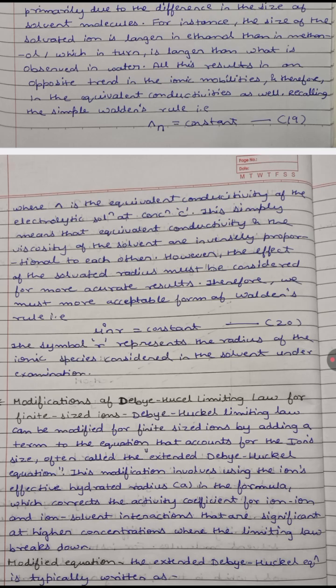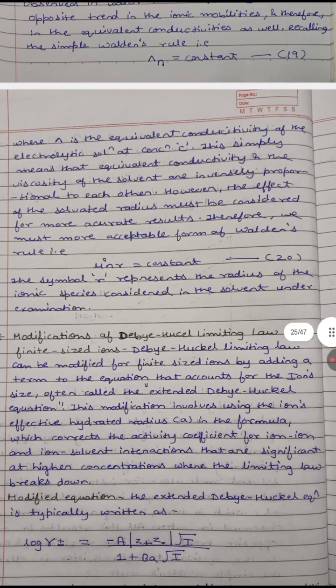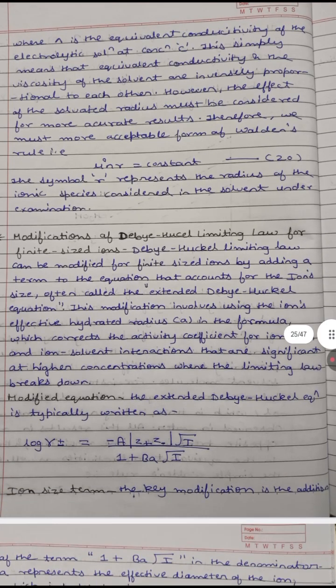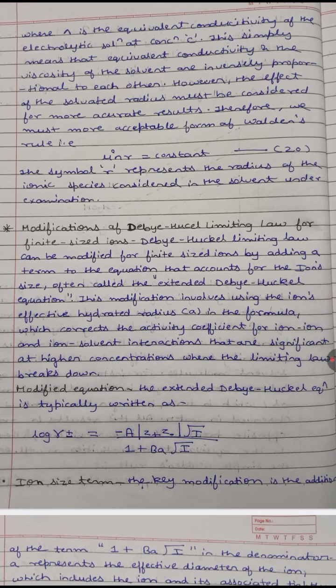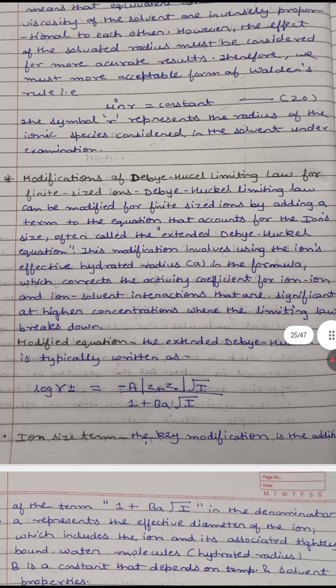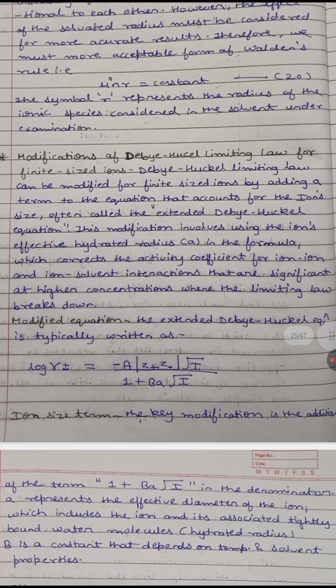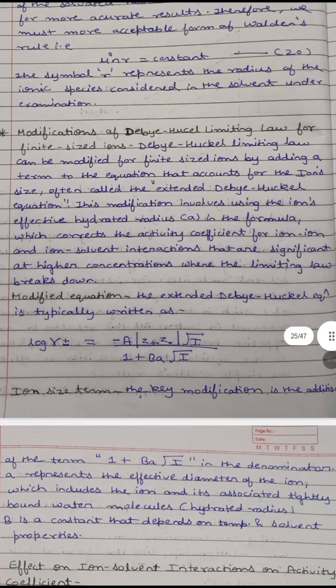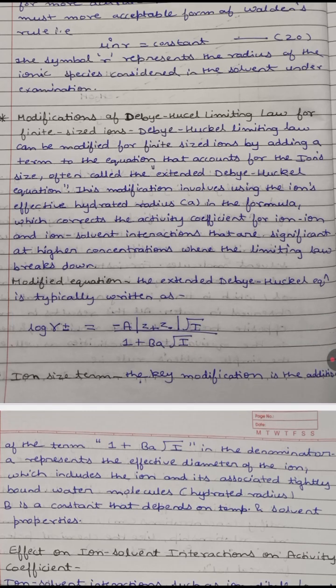Recalling the simple Walden's rule, that is lambda times eta equals constant, this is equation 19, where lambda is the equivalent conductivity of the electrolytic solution at concentration C. This simply means that the equivalent conductivity and the viscosity of the solvent are inversely proportional to each other. However, the effect of the solvated radius must be considered for more accurate results. Therefore, we use a more acceptable form of Walden's rule, that is mu naught times eta times r equals constant. This is equation 20. The symbol r represents the radius of the ionic species considered in the solvent under examination.